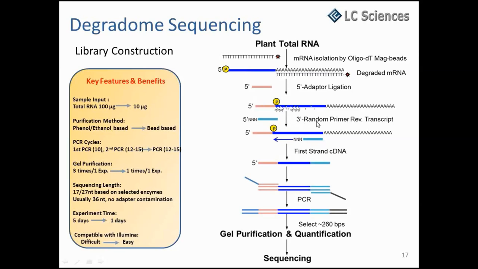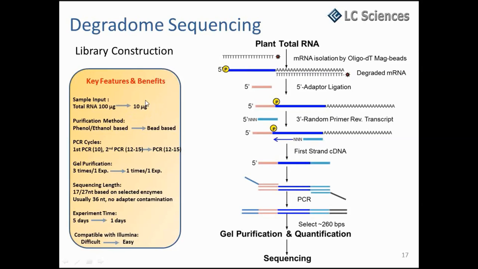After that, we will use a random primer to do the reverse transcription. Then it will generate small cDNA fragments with 5' adapter and 3' adapters. These adapters contain universal primers, so we can use universal primers to do the PCR to get small cDNA fragments, whose length is supposed to be 260 including the primer region. After gel purification and quantification of this library, we can do the Illumina sequencing.